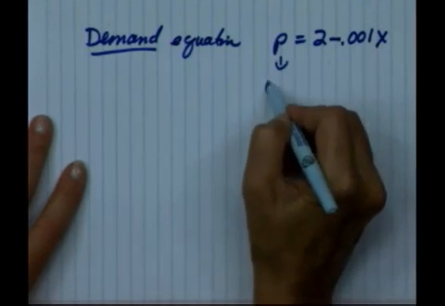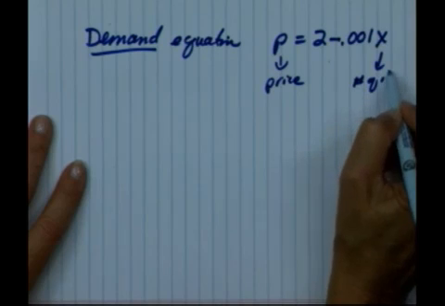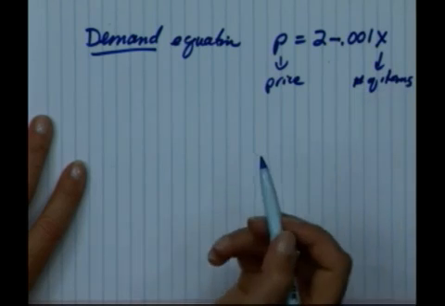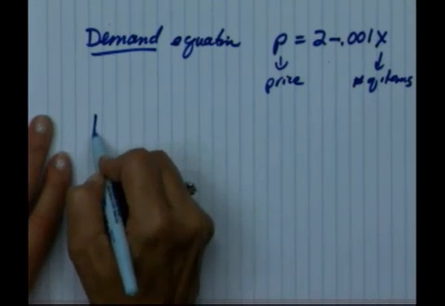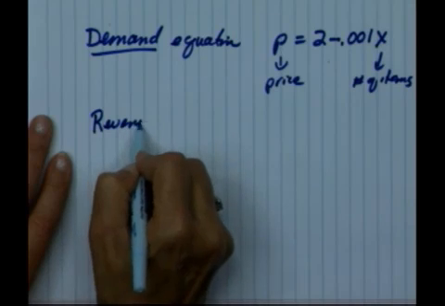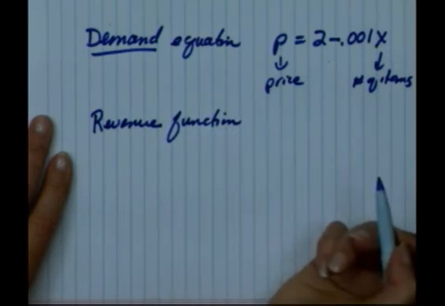P is price, X is number of items, and we want to come up with the revenue function in terms of one variable.